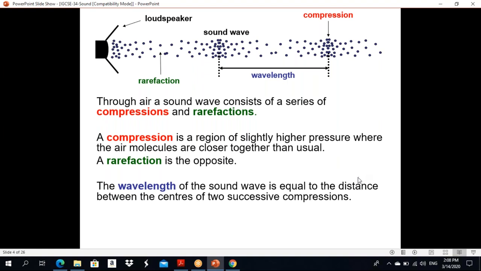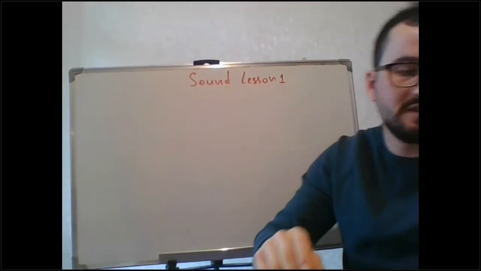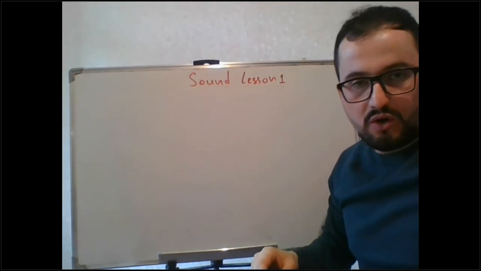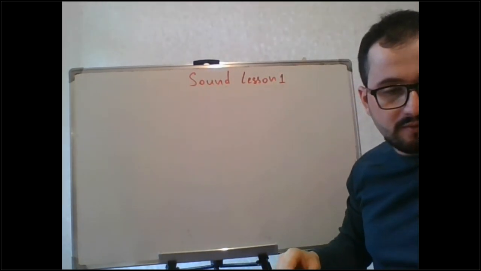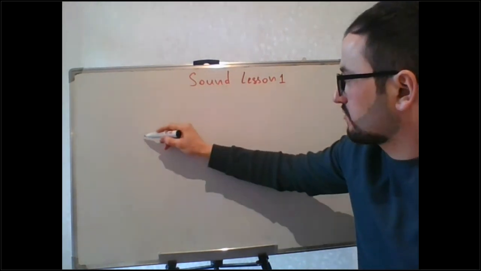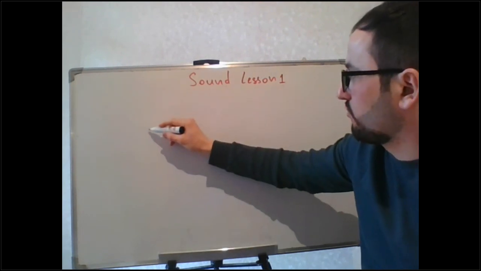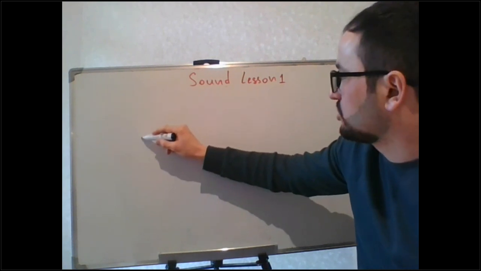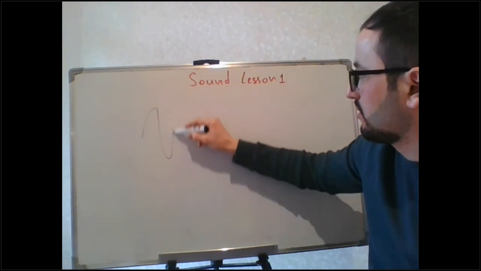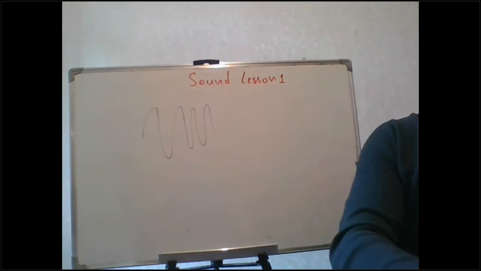So let me draw the picture and show the main parts on the board. Have a look, please. Look at this picture. We said that sound is a longitudinal wave and it consists of compressions and rarefactions. Yes? Compressions and rarefactions. Look.